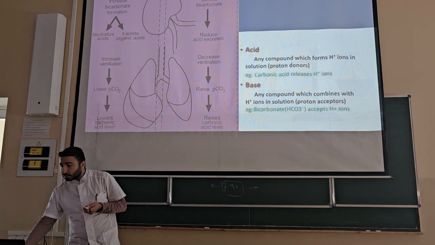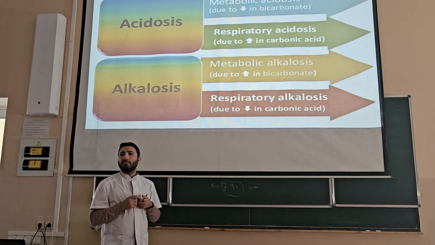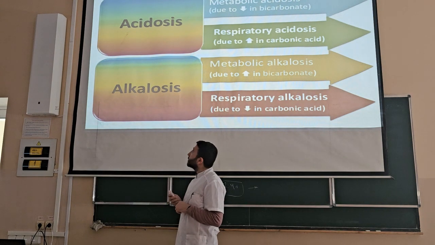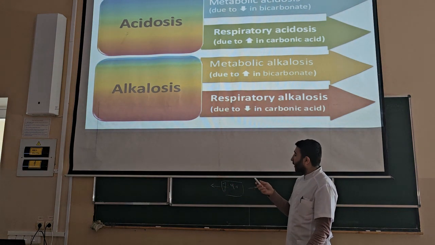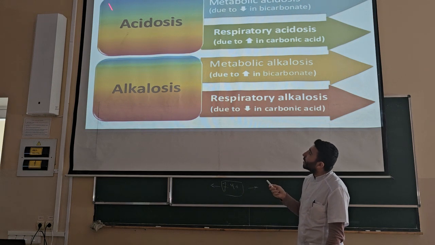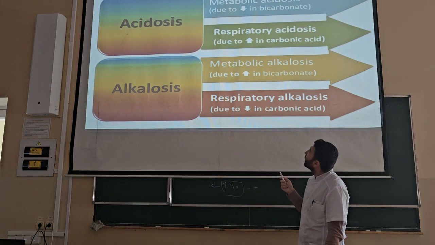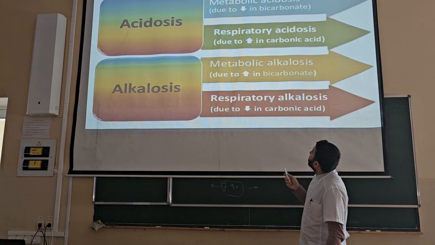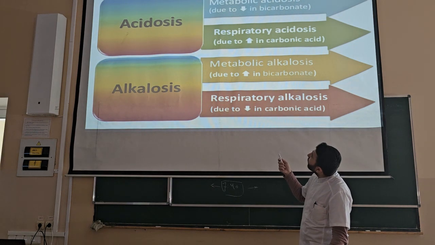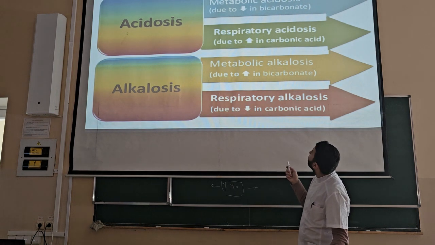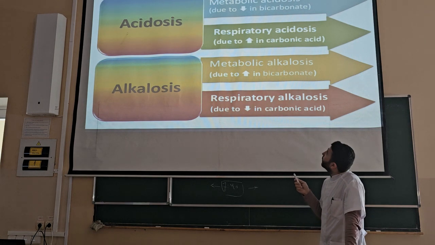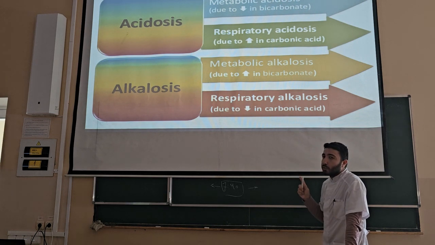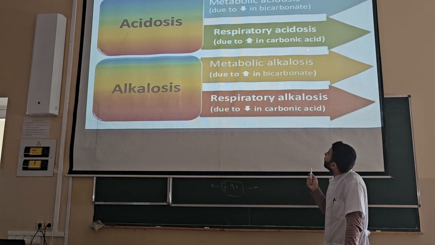Here, as the primary classification according to acidosis and alkalosis, we will speak first about the acidosis type. There are two: metabolic acidosis and respiratory acidosis. Metabolic acidosis is due to a decrease in bicarbonate concentrations. Respiratory acidosis is due to an increase in the carbonic acid.